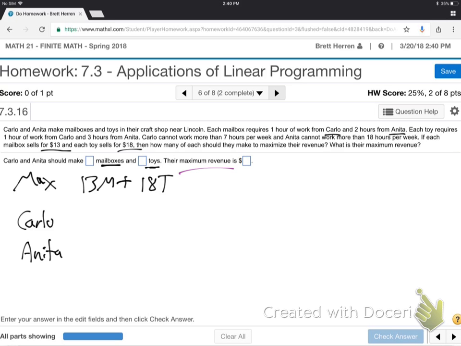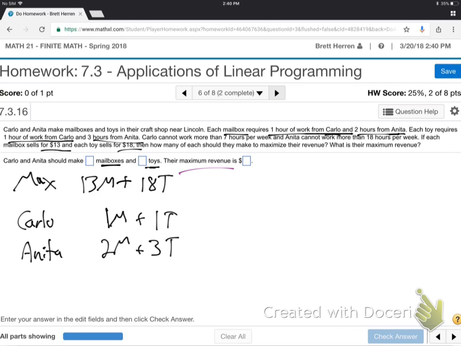Can you write the facts for Carlo and Anita? What does it say? Each mailbox, 1 hour from Carlo. Carlo mailbox, 1. 2 from Anita. Mailbox Anita, 2. Each toy, 1 hour Carlo. 3 hours Anita. Bring down the M's. See how I just bring down the M's and the T's straight down?